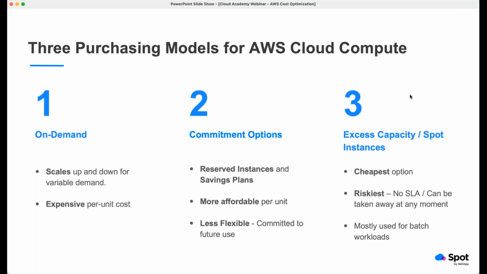Now, that's all well and good when you want that one instance, but what if you want to buy in bulk? What if you say, I don't need just one instance for an hour, I need a lot of really expensive instances for multiple hours, maybe even 24 hours a day, 7 days a week, 365 days a year. Well, the cloud providers, including AWS, have commitment options. In AWS specifically, you have reserved instances and savings plans.